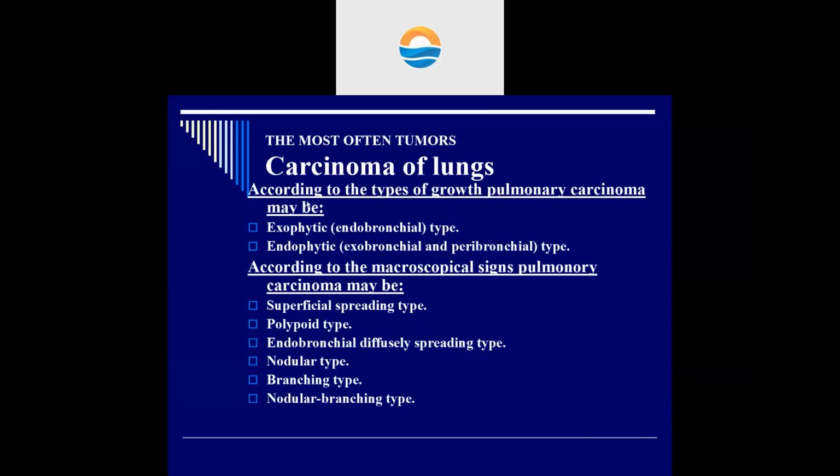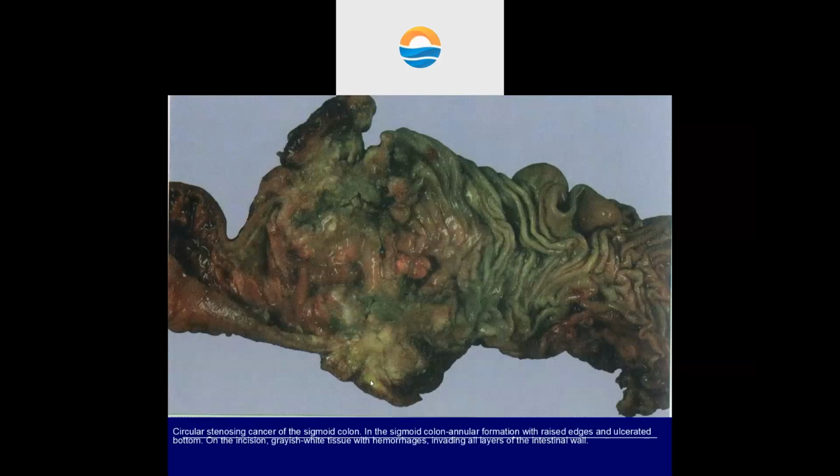In lung, we see exophytic or endophytic growth types: superficial spreading type, polypoid, endobronchial diffusely spreading type, nodular type, branching type, and nodular branching types.